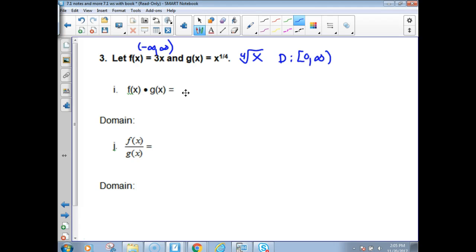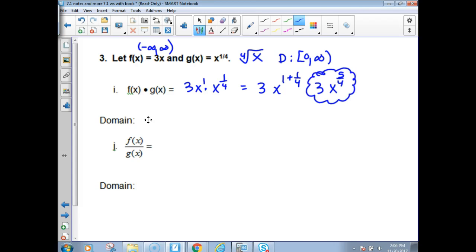Okay, so f times g of x. Well, we do 3x times x to the 1/4, and we have to remember the exponent rule. What's the exponent on x? 1. Okay, so we actually have to do 3 times x to the 1 plus a 4th. Remember, because you add the exponents, which would be 3 times x to the what? 1 plus 1 and a 4th is 5/4. Okay?